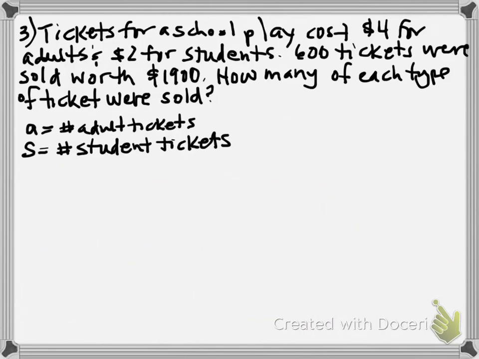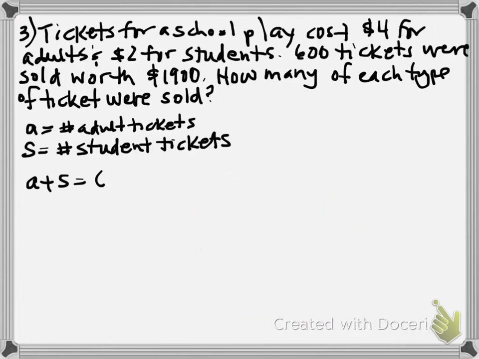And just like in the last problem, they talk about the tickets in two ways. What are the two ways that they talk about the tickets? Yeah, they talk about how many were sold and how much it was worth. So let's write an equation for how many were sold. Okay, Kate, what would be the equation for how many were sold? A plus S equals 600.